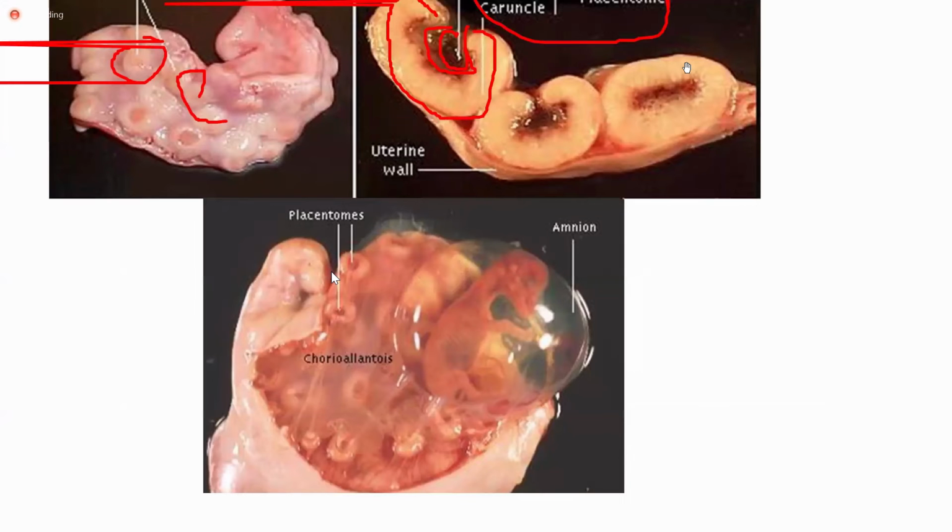So here comes the developing embryo. And then we have the extra embryonic membrane here, the amnion. And look at this one. It has direct contact with the maternal caruncle. So this is where the exchange of gases and nutrients happens in the placentum. Okay? Are we good? Do we understand each other?